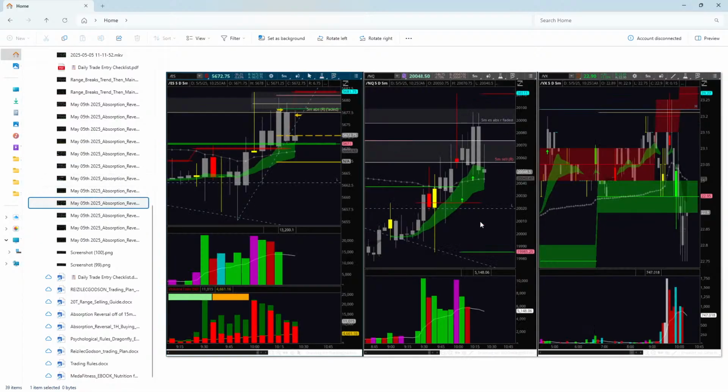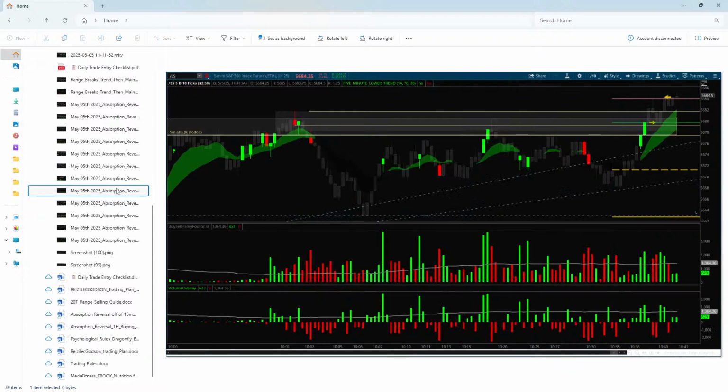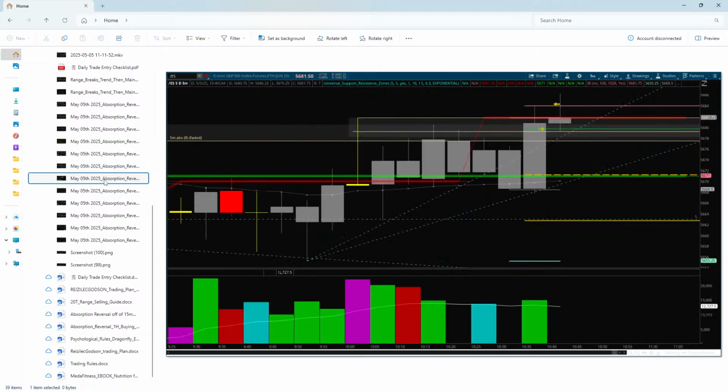NQ is rejecting this area here as well. Everything set up well, price just couldn't commit. Second trade, as soon as I entered, same area. My last area was right here. And about 20 minutes later, same area, price just said, no, I'm just going to continue higher. And that was basically it.